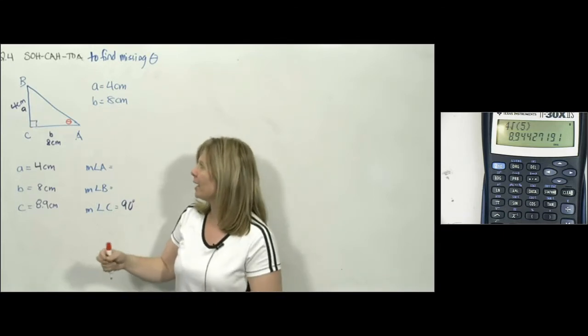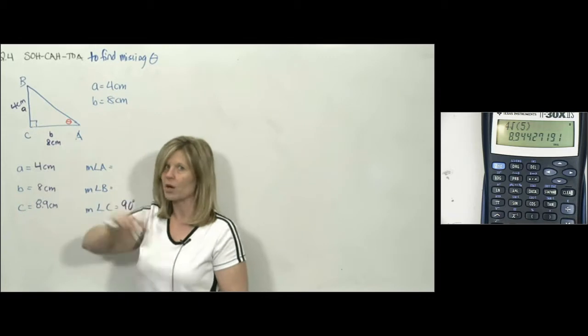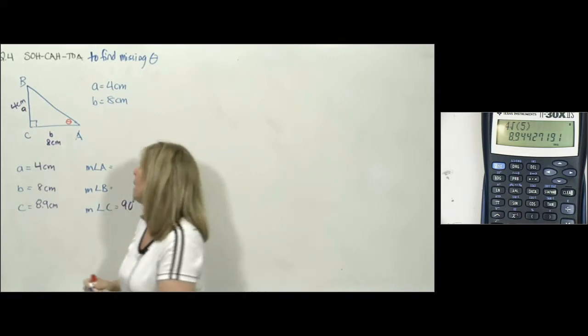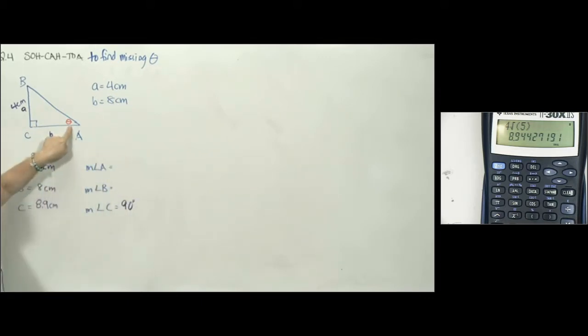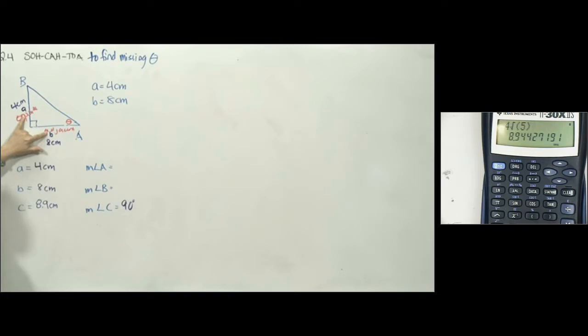So my acute angle is not 90 degrees. We're never going to use the 90 degrees. My acute angle is my theta. I don't know angle A. That's my acute angle. This side that's labeled 4 is across from that angle, so it must be the opposite side. This side that's 8 centimeters, side B, is right next to it. It is the adjacent side. I know neither one of these is the hypotenuse because the hypotenuse is right here.